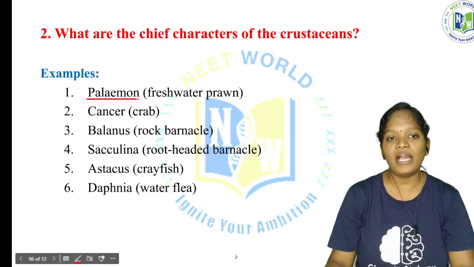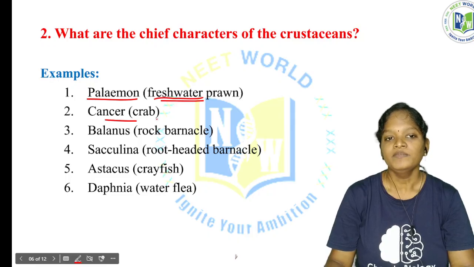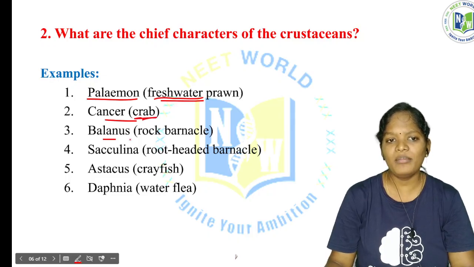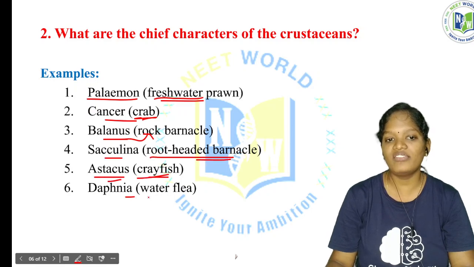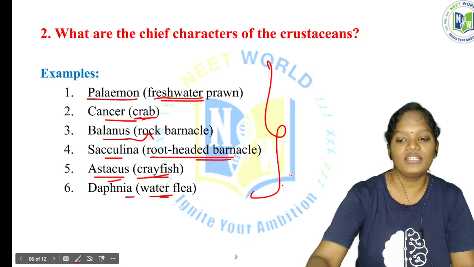So the examples: Palaemon, that is freshwater prawn. Cancer, that is nothing but a crab. Balanus, that is rock barnacle. Sacculina, root-headed barnacle. Astacus, crayfish. Daphnia, water flea. So all these are examples of crustaceans, right?